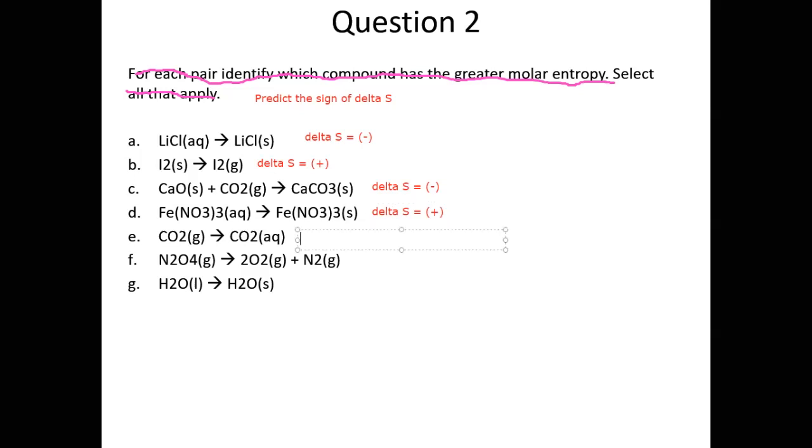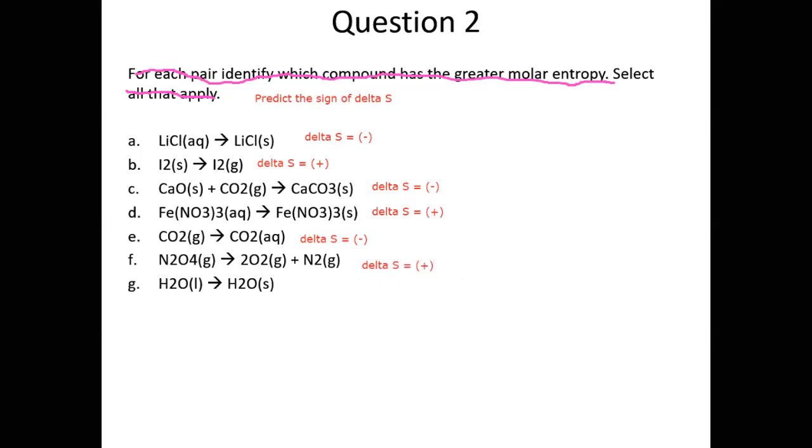Next, we have CO2 gas to CO2 aqueous. So again, you have 1 mole of gas on the reactant side, no moles of gas on the product side. So entropy is going to decrease. So delta S is negative. Next, we have the decomposition of dinitrogen tetraoxide. Gives us O2 and N2. Here, delta S is going to be positive because we have more moles of gas on the product side versus the reactant side. So here the predicted sign of delta S is positive.